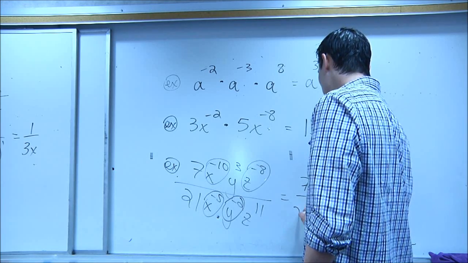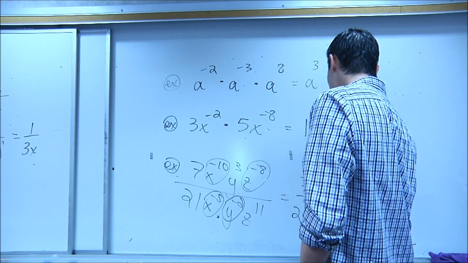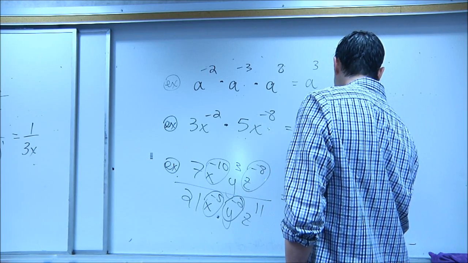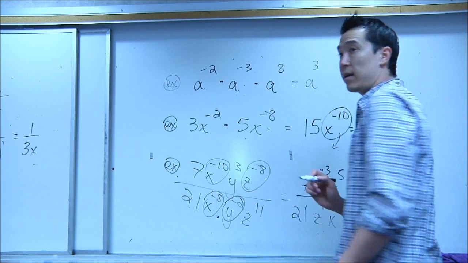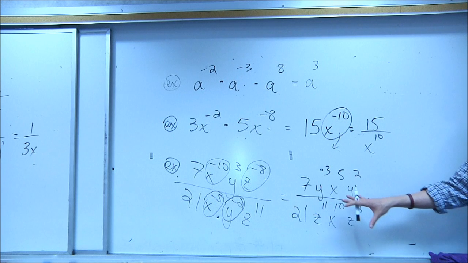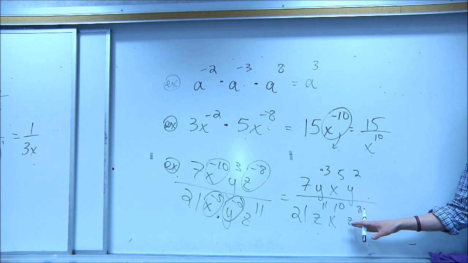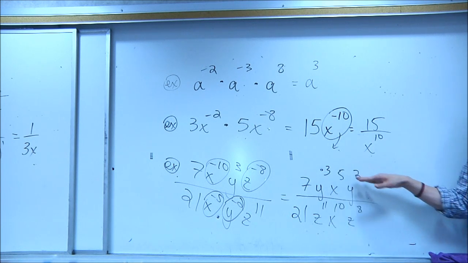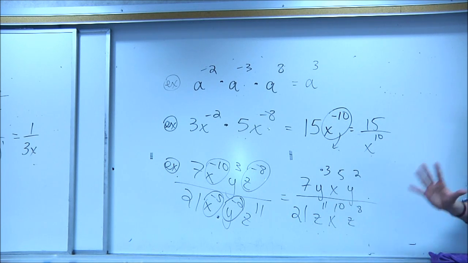You have a 21 that's already in the bottom. You have a z to the 11th that's already there. And you have an x to the 10th coming down and a z to the 8th coming down. Okay, that should be your first step. Those four negative exponent pieces I moved. Okay, so you should have something roughly like this. It doesn't really matter the order because multiplication is commutative. Okay, so as long as you have the same things up in the top and the same things in the bottom, you have it right so far.